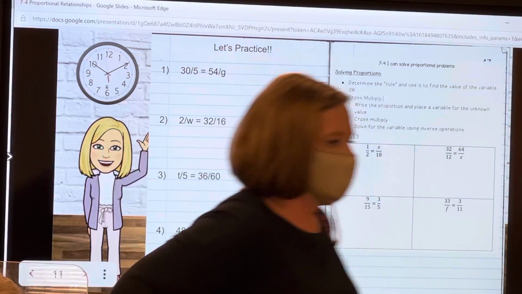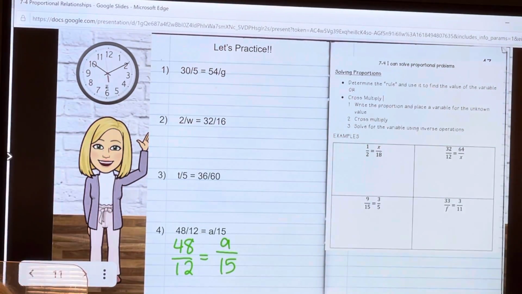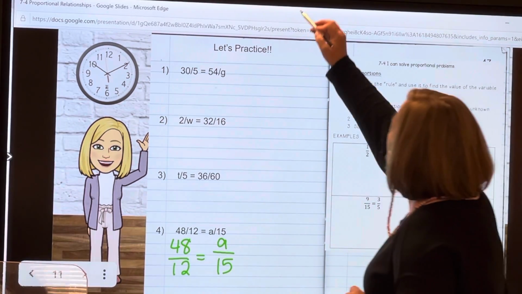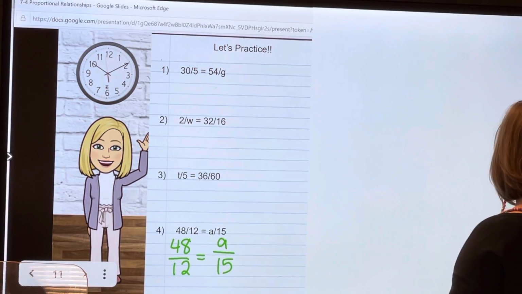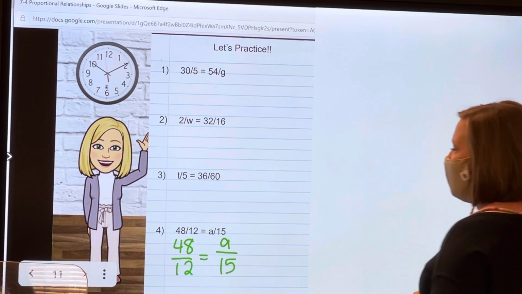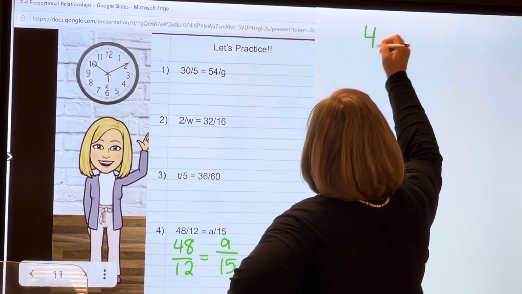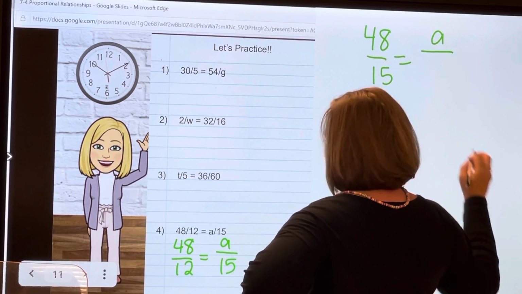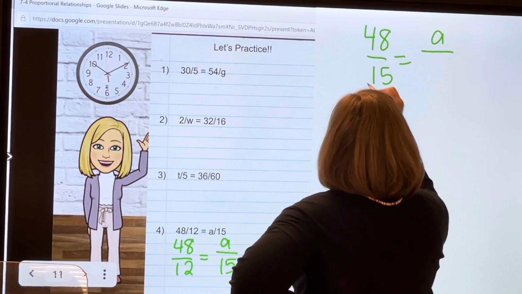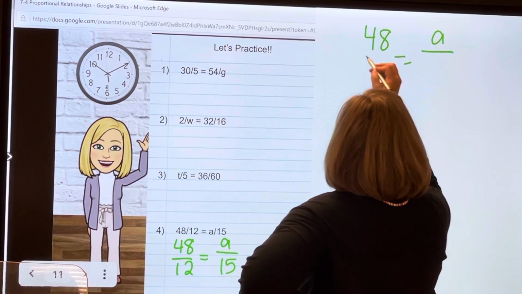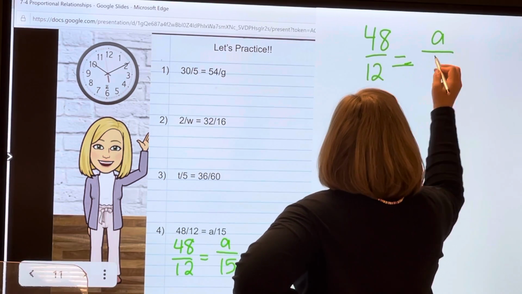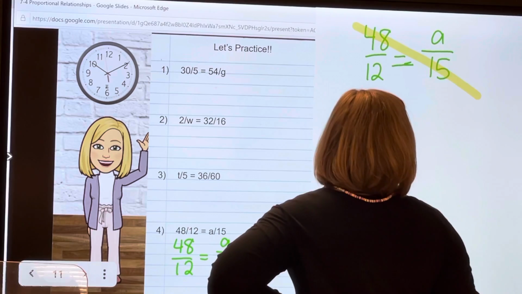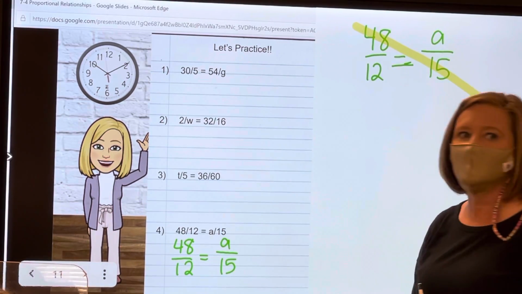Alright, we can do this one 2 ways, okay? Everybody is stumped because you can't figure out the relationship, can you? And nobody wants to do the cross multiplying, do you? Because nobody wants to multiply 48 times 15, do you? Because if you cross multiply, you're going to have to do 48 times 15. Nobody wants to do that, do you?